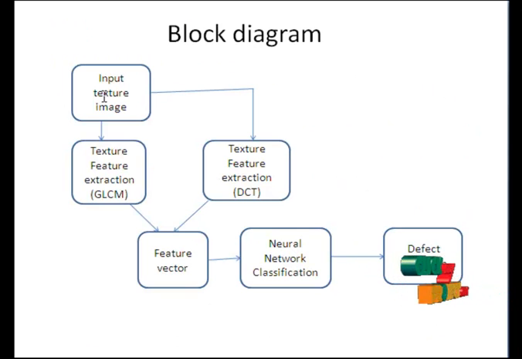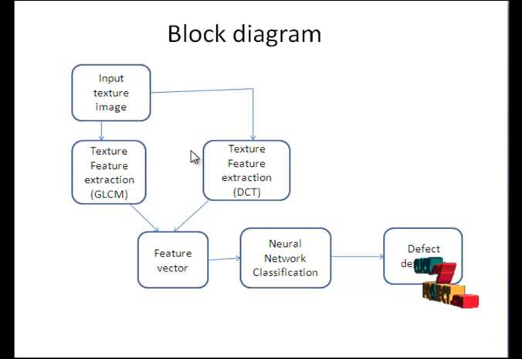This is the flow of our project. Here we have to provide an input image as a texture image. The texture image contains a textile image that is passed to the feature extraction. In feature extraction, we are using two algorithms, GLCM and DCT. GLCM is the gray level co-occurrence matrix. In the GLCM, several statistics are derived using different formulas. These statistics provide information about the texture of an image, such as energy, entropy, dissimilarity and contrast. These types of feature values will be extracted by the use of GLCM.